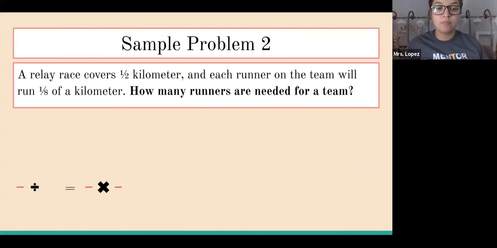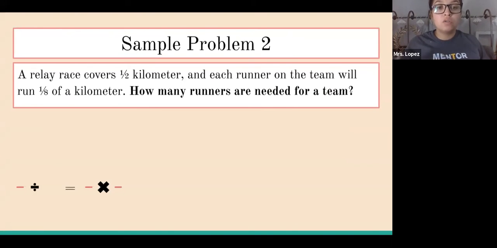So our sample problem number 2. We have a relay race that covers a half a kilometer, and each runner on the team will run 1/8 of a kilometer. How many runners are needed for a team?